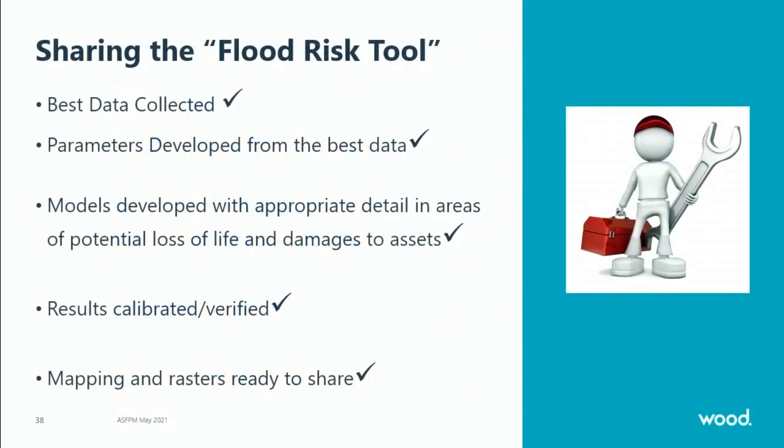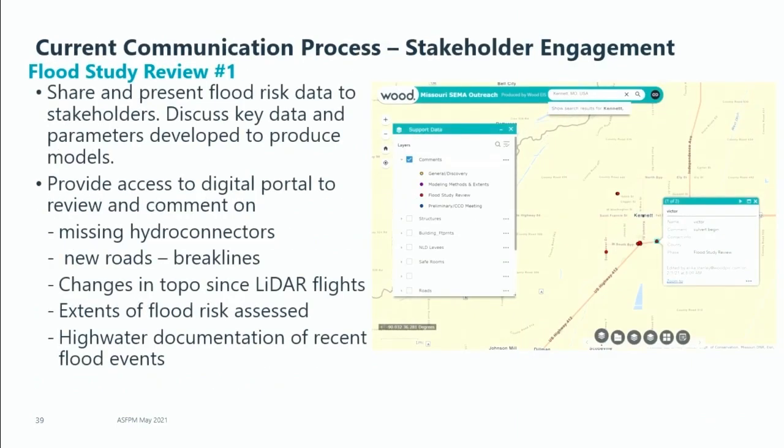So now we're to sharing the flood risk tool because we've got the best data, we've calculated our parameters, we've calibrated, we've verified, and we've created our mapping and rasters, and now we're ready to share. The process we're following, we're developing and delivering the data associated with the Flood Study Review Meeting 1. At that point, we're challenging people to look for missing hydroconnectors, changes in break lines, explaining all of the impacts associated with this in the 2D modeling world, and getting them to see if they can find Waldo, find those areas that were missing, especially pointing out any high water marks associated with any recent floods that we might could use to calibrate or verify to.